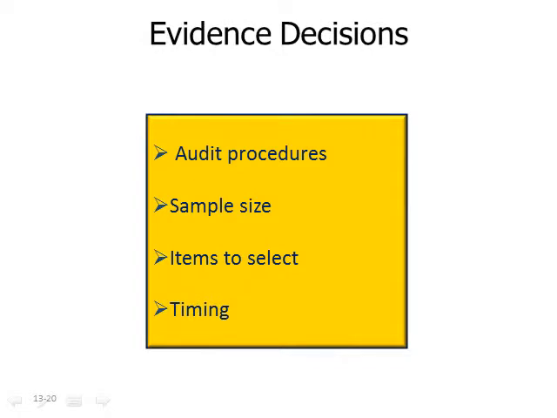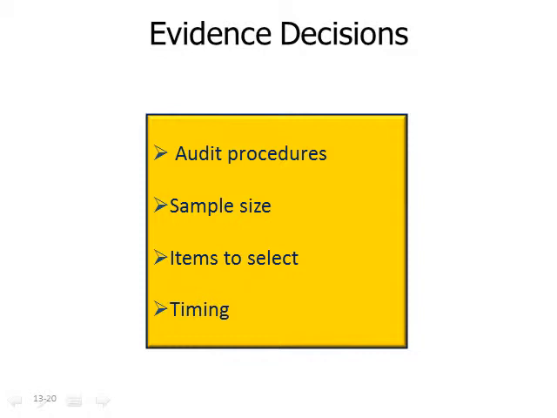When we're talking about evidence decisions, we're talking about the audit procedures. So what are the tests of the specific transactions or balance sheet related support? How much of the transactions or balance sheet balance do I need to test? What items in each of those situations do I need to test, and when do I need to do this testing? A good example of timing would be something like inventory. Companies with material amounts of inventory must do year-end inventory, and so what is the right timing?